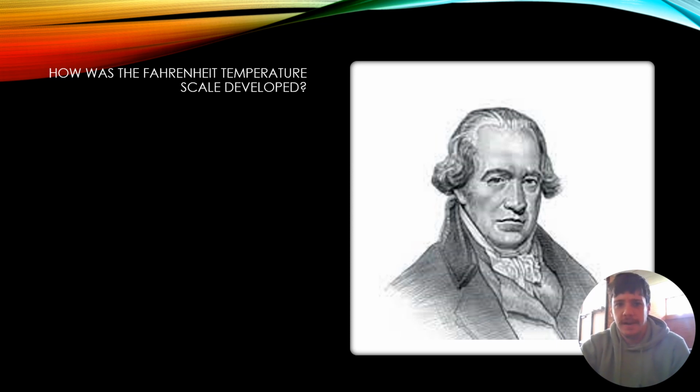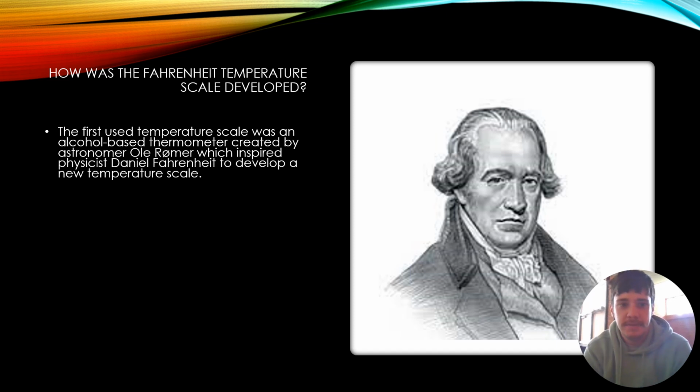How was the Fahrenheit scale developed? The first used temperature scale was an alcohol-based thermometer created by astronomer Ole Romer, which inspired physicist Daniel Fahrenheit to develop a new temperature scale. Ole Romer used a temperature bulb that was alcohol-based, dyed with red coloring. He put it in a saltwater brine to determine a freezing point and a boiling point.